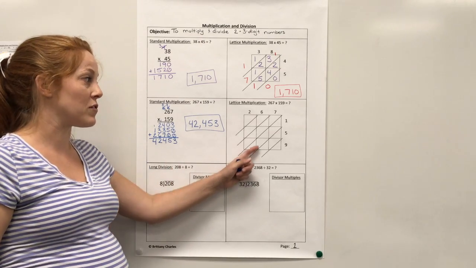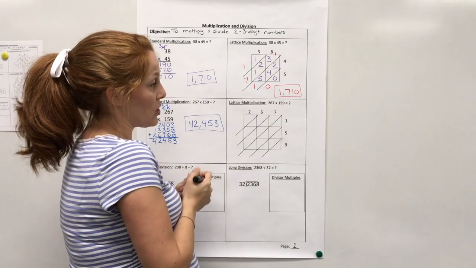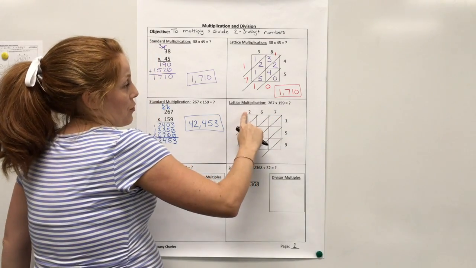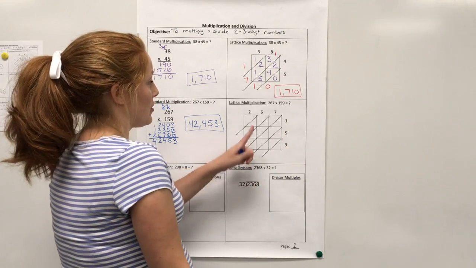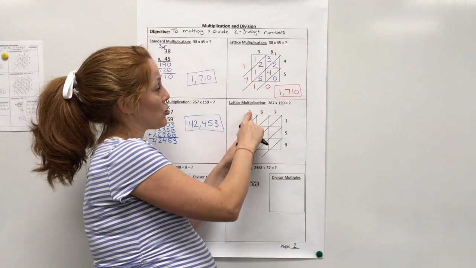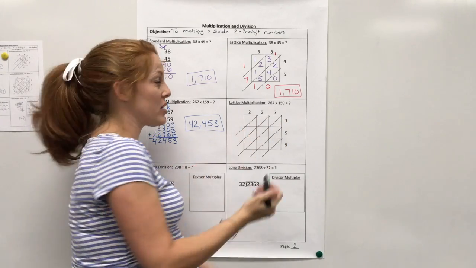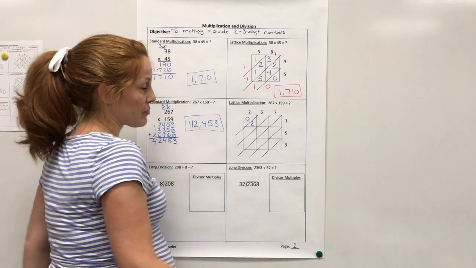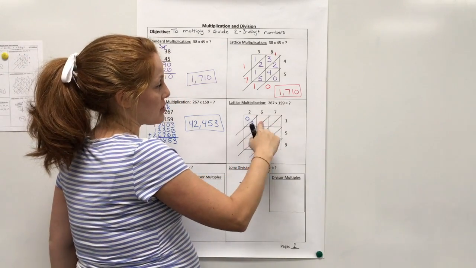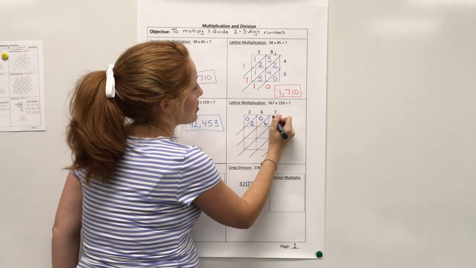Again, you can also solve this using lattice multiplication. The box system is now a little bit larger. So you put your first 3-digit number on the top and your other 3-digit number on the side. In this first box, I have a 2 and a 1. Well, 1 times 2 is 2. Since there's only one digit, I put a 0 here, and then I put the 2 here. 6 and 1, which is 6, 0, 6. 1 times 7 is 7, 0, 7.